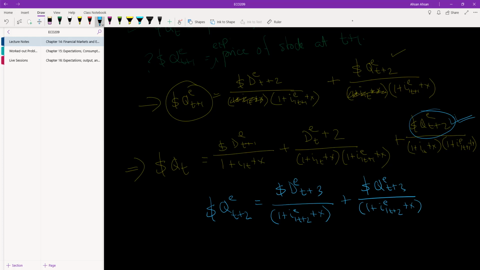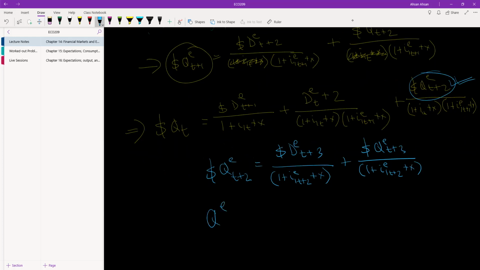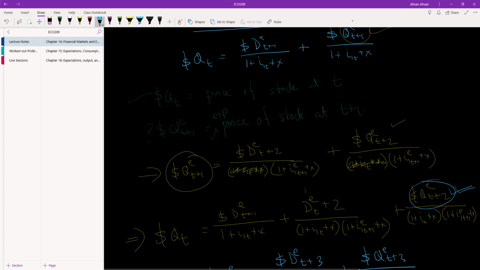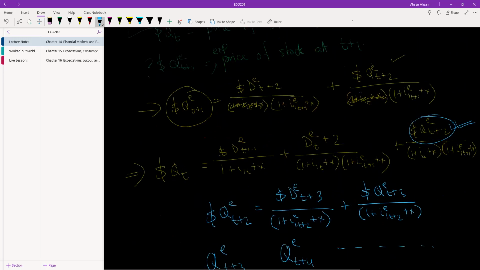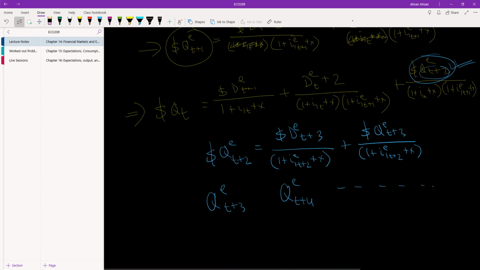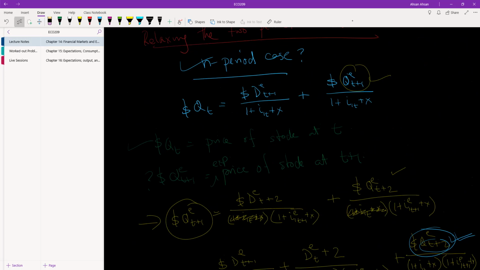After that, we calculate the expected price in period t plus 3. Then we calculate the expected price in period t plus 4 and so on for however long we want to. And by expanding this, we can go to the n-period case. So we have done it up to period t plus 2 and then t plus 3, t plus 4. We can go for as long as we want to. And that's how you expand the formula and get to the n-period case.